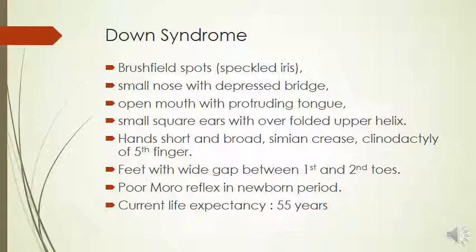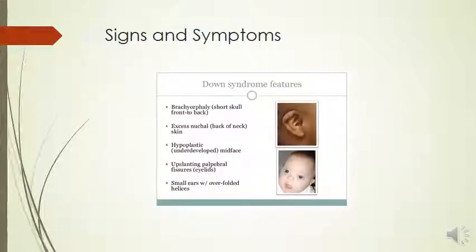Their feet have a wide gap, referred to as a sandal gap or turkey toes, between the first and second toes. They have a poor Moro reflex or startle reflex, and a Moro reflex is how a baby reacts with a sudden loud noise. When this occurs, they stretch out their arms and their feet. And the current life expectancy for a person born with Down syndrome is 55 years.